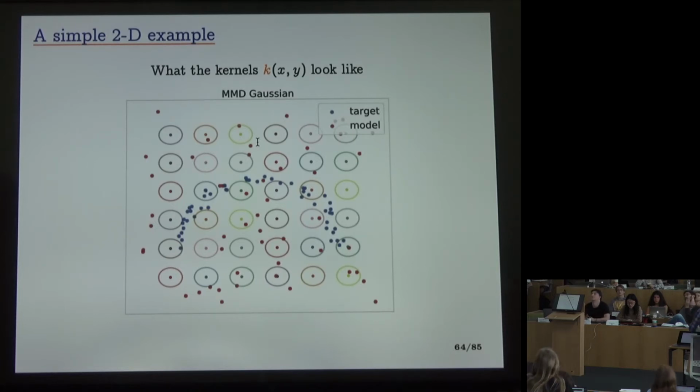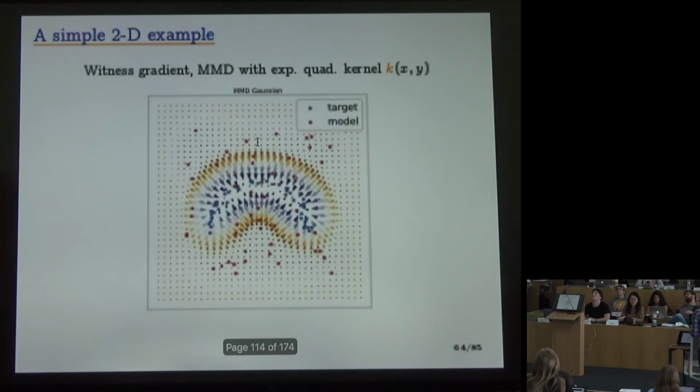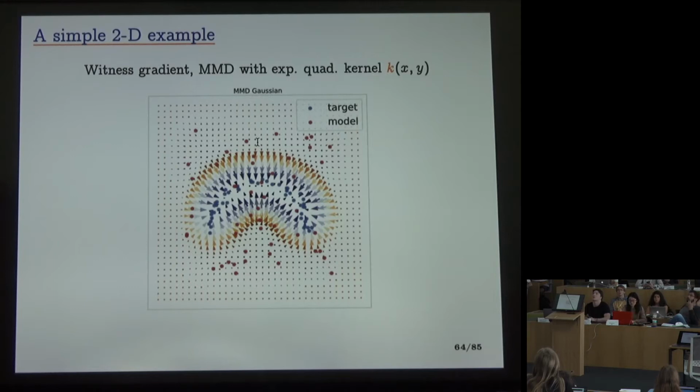Okay, so these are the shapes of my kernel, and these are the gradient lines, the gradient arrows, and amplitudes of my witness function. I compute my witness function by putting the kernel on my blue points, subtracting the kernel on my red points. Then I compute the gradient of that witness, that gives me my arrows, and that tells me how to move my red points so that they approach my blue points. Is that all clear? Yep?